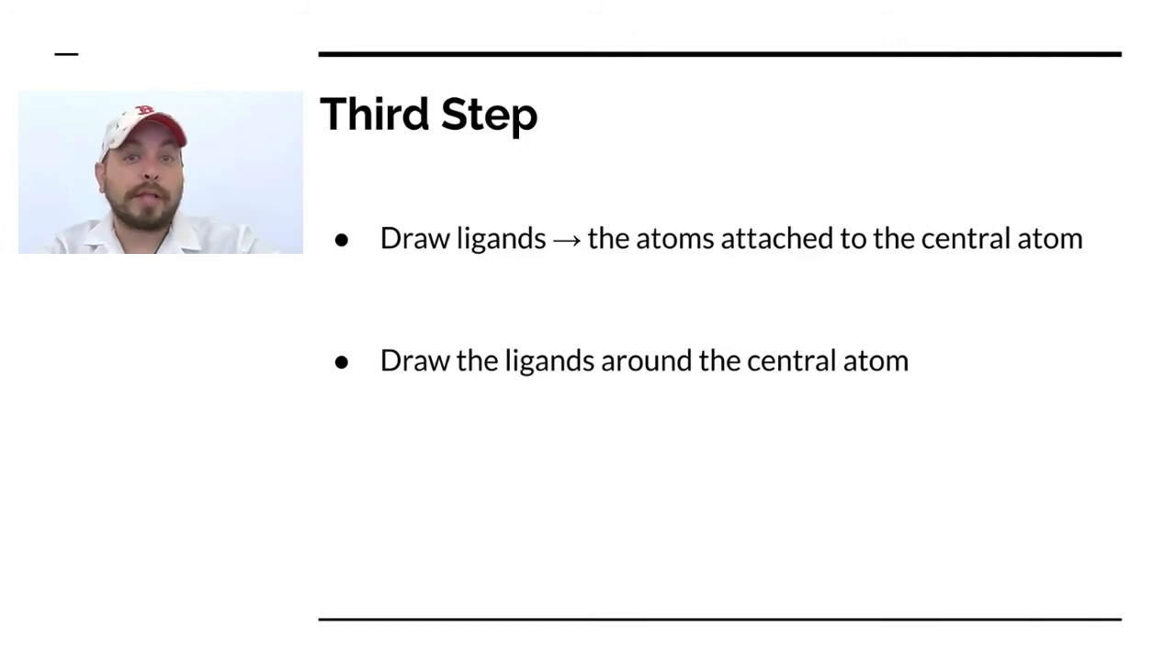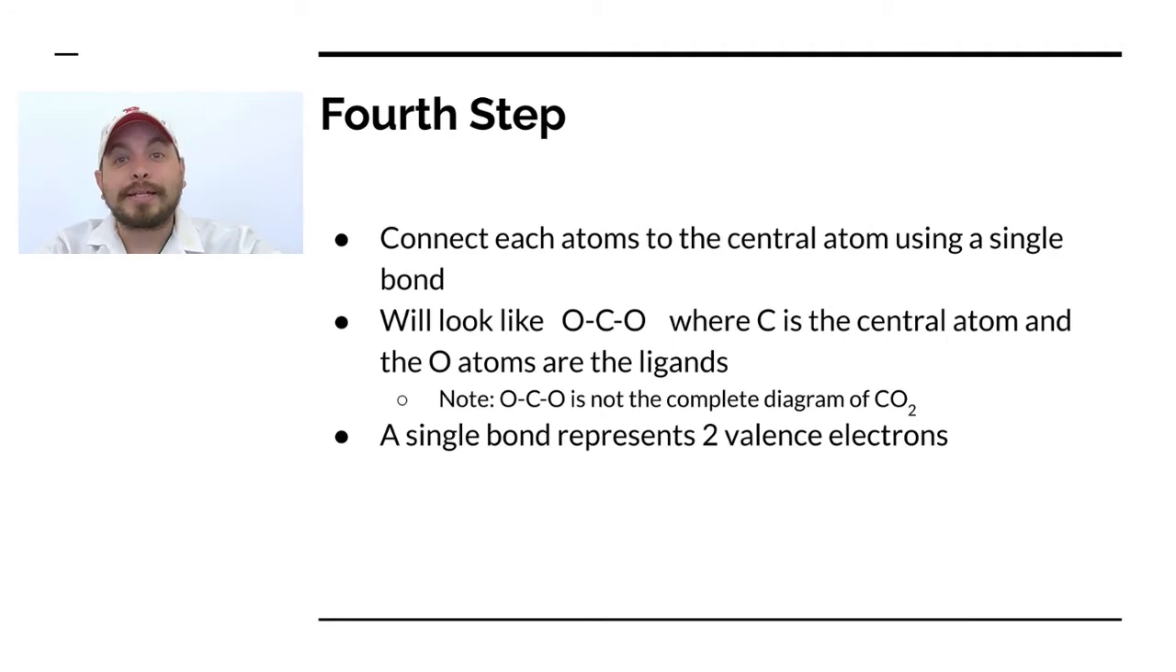Step 3 is to draw the ligands. Now, these ligands are actually the atoms that are going to be attached to the central atom. Generally speaking, it's all of the other atoms in the compound that we're going to be drawing. So we're going to need to draw these around the central atom. Step 4 is going to be to connect each of those to the central atom with a single bond. That is going to be represented by a single dashed line.